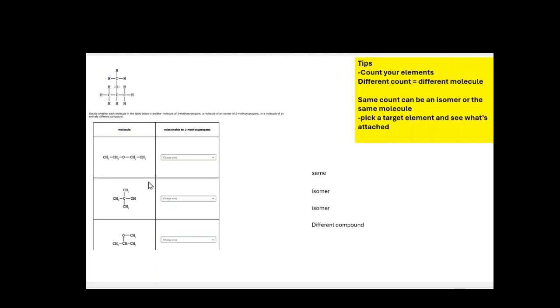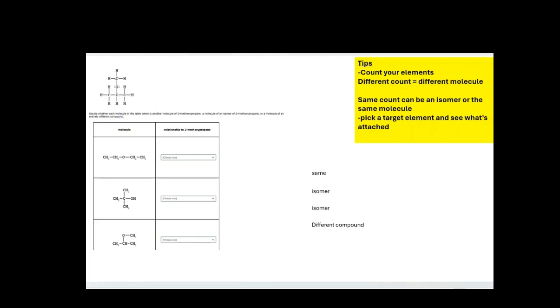So here are the pro tricks for this question. First, I start by counting my elements on the molecule. Second, just know that different counts mean different molecules. So say in one compound you have 9 hydrogens, and then in another you have 10. That means that's a different compound. If it is the same count, it can be an isomer or it can be the same molecule. And then from there, I would pick a target element that's listed on that compound and I'll see what's attached to it. And that's how I solve my problem from there.